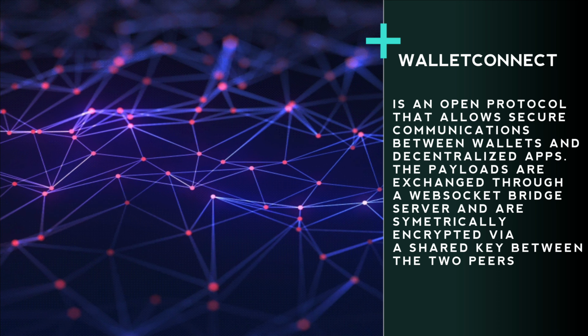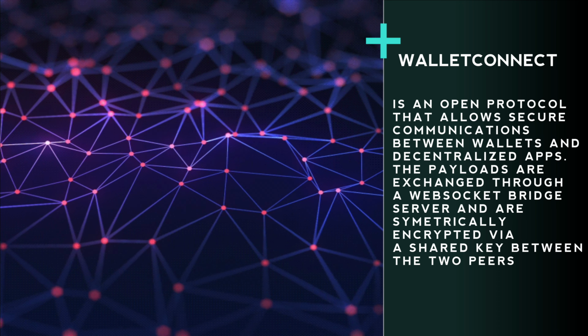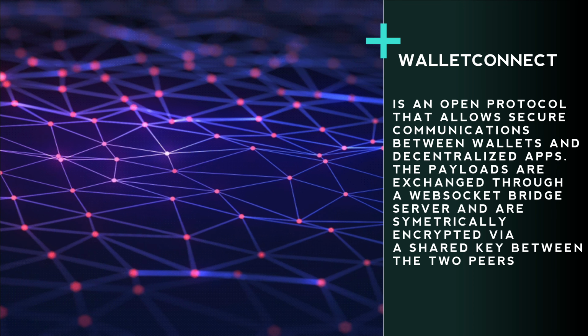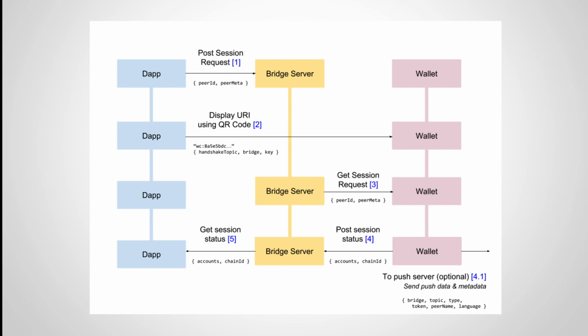The payloads are exchanged through a WebSocket Bridge Server and are symmetrically encrypted via a shared key between the two peers. A decentralized application, in this context known as the initiator, is the first peer who requests the connection to the bridge server and then, using a QR code, shows a WalletConnect standard URI containing all the required parameters to the wallet, the second peer, that now has all the needed information to establish a connection with the bridge server and start communicating with the decentralized application.